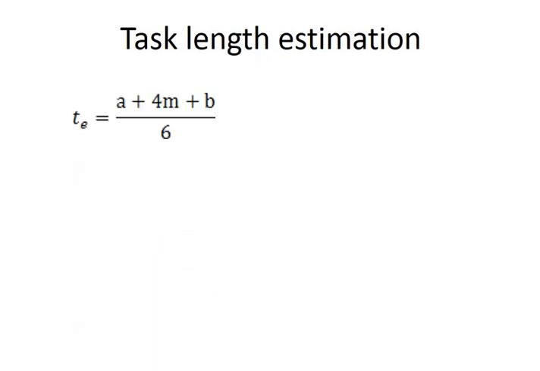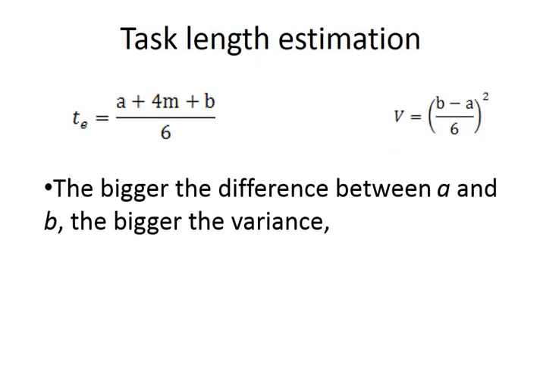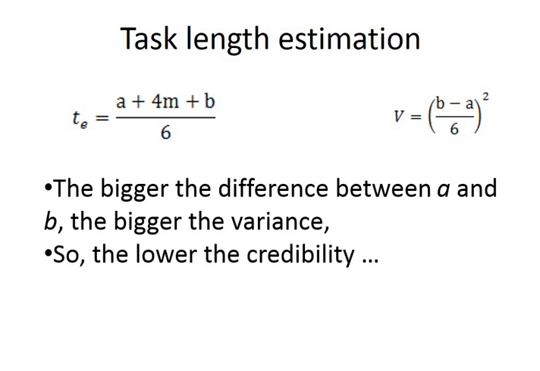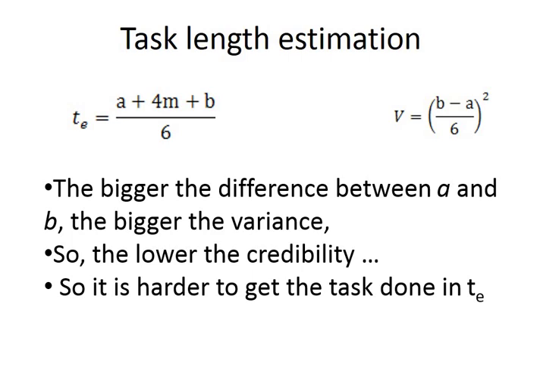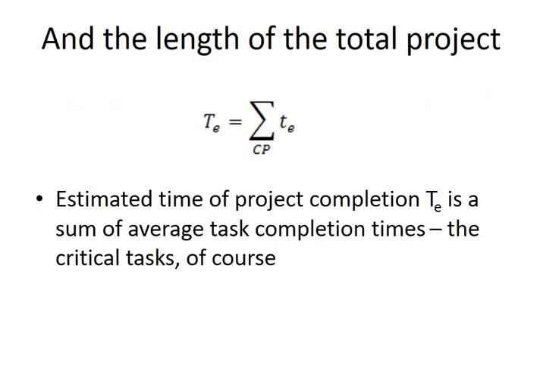We can calculate everything using mathematics, but what is important here is that when the difference between the different estimations is high, the variance is high, then we can assume that, well, actually we cannot be so sure about our result.